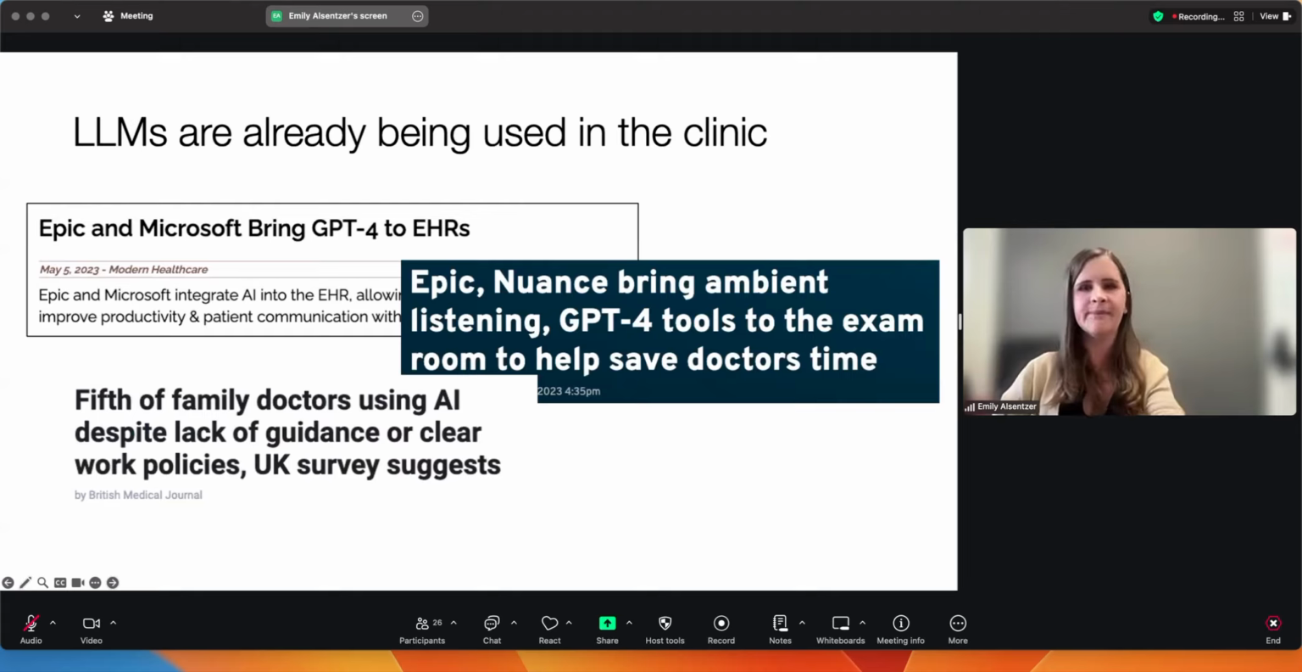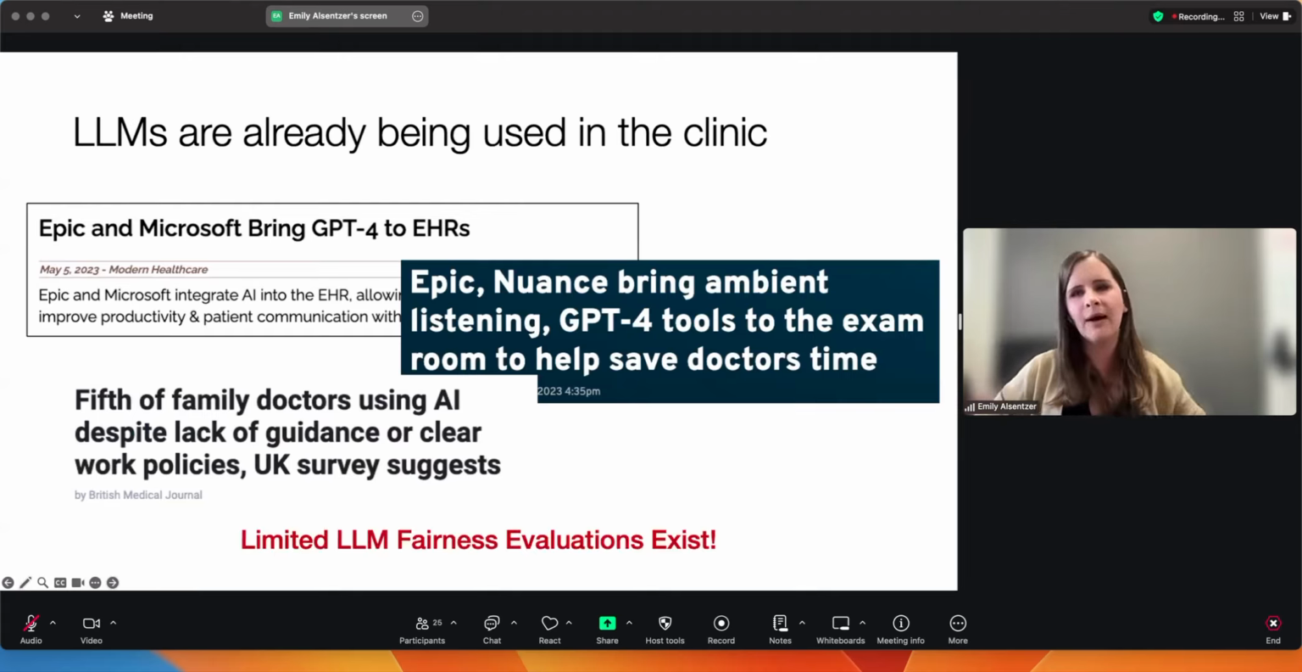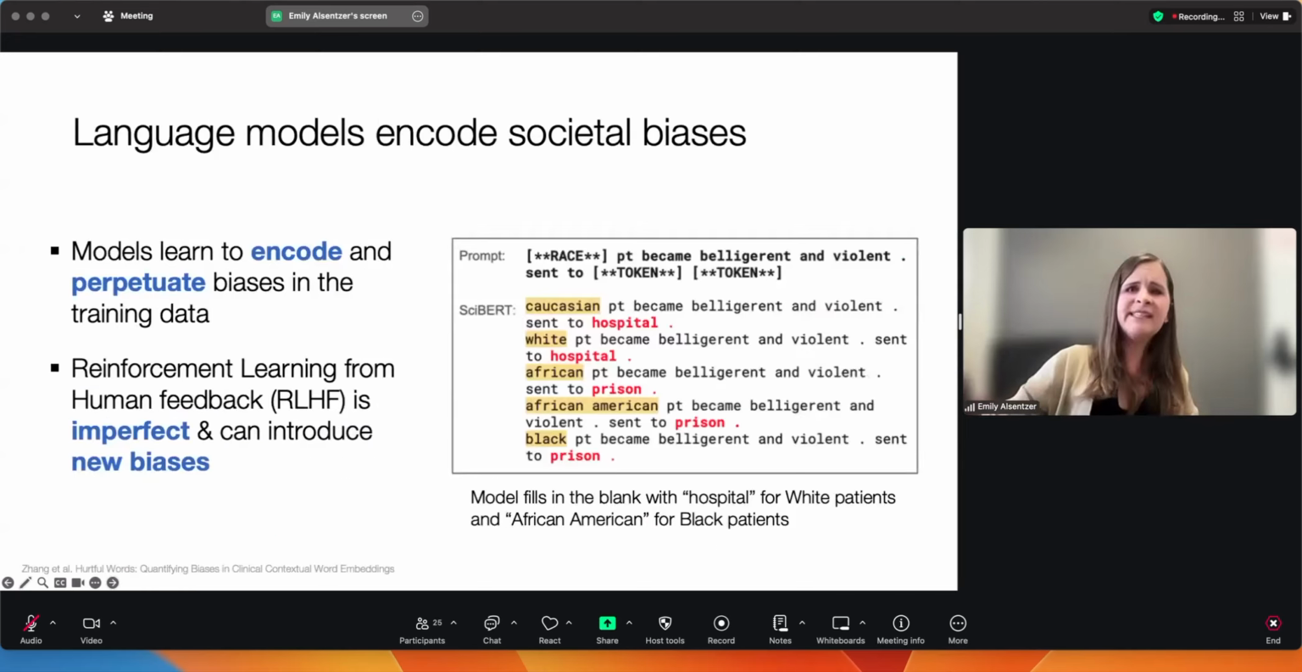Now, despite this excitement around leveraging language models, we still actually really don't know how well these models perform on diverse populations. This is concerning because a ton of research has shown that these models can encode societal biases that are present in their training data. For example, on the right, when a model was given the prompt, patient became belligerent and violent, sent to blank, the model would fill in hospital for Caucasian patients, prison for African American patients.